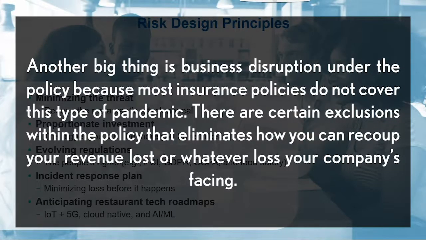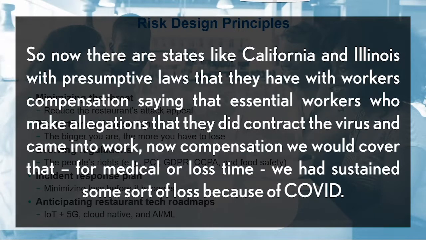And another big thing is business interruption under the policies, because most insurance policies do not cover this type of pandemic. There are certain exclusions within the policy that eliminate that, how you can recoup the revenue lost or whatever loss the company is facing. And states like California and Illinois have a presumptive law built into workers' comp, saying that essential workers who allege that they contracted the virus within the workplace would be compensated, so we would cover any medical or lost time sustained because of COVID.